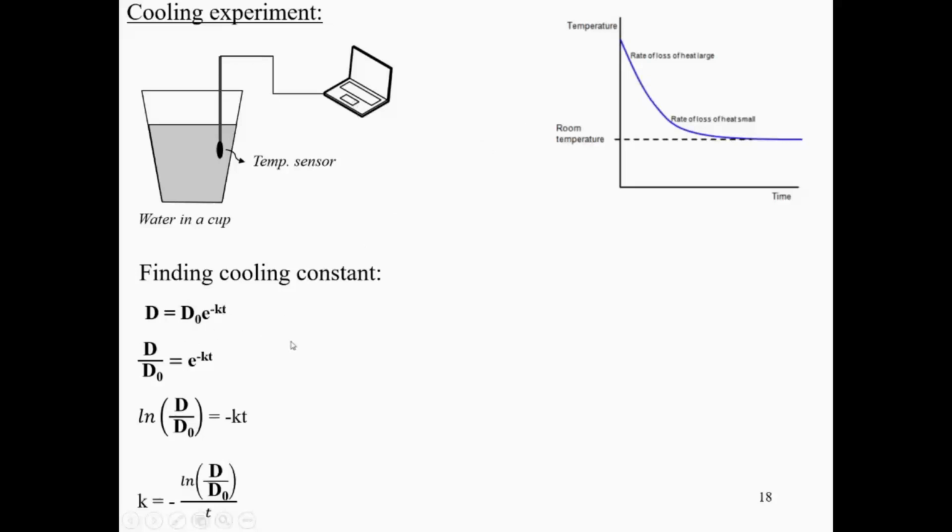So this is our beginning equation. Then you divide by D naught, and then take the log, because if you want to get rid of this exponent, you have to take the log on both sides, because log of e is 1. So you get this, and K will be the natural log of D over D naught, divided by t, with a negative sign. So that's the technique we'll be using to find the cooling constant in our experiment.